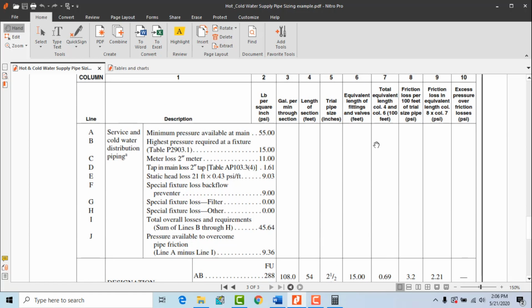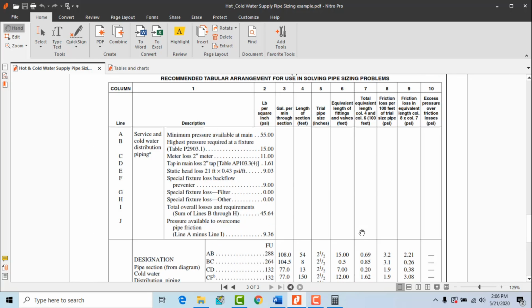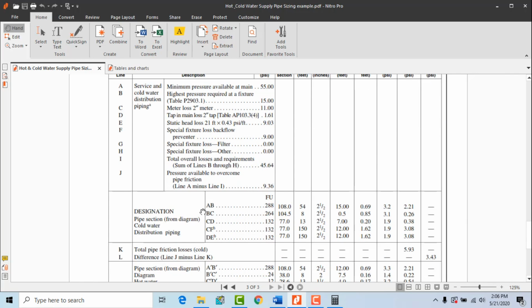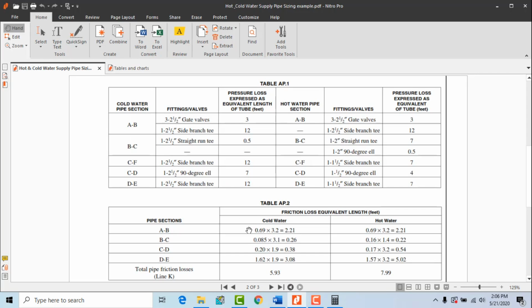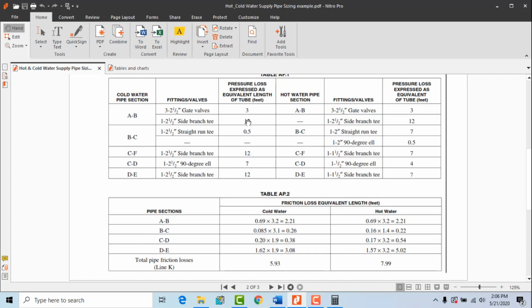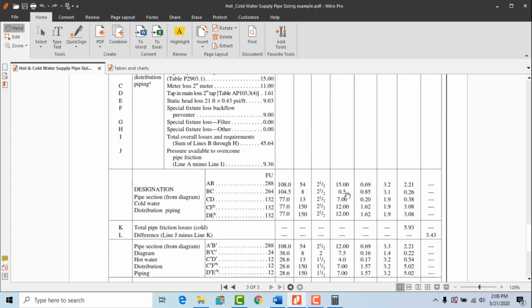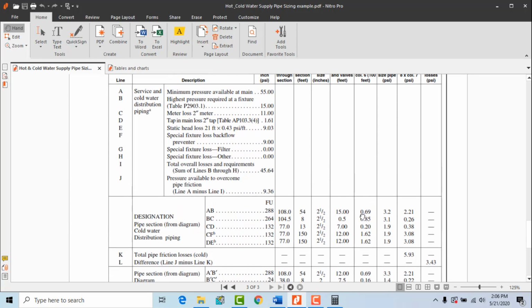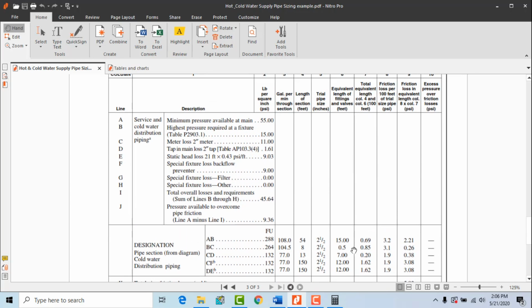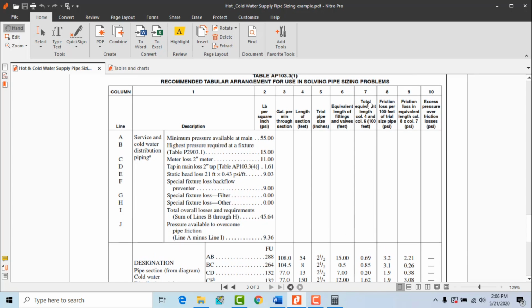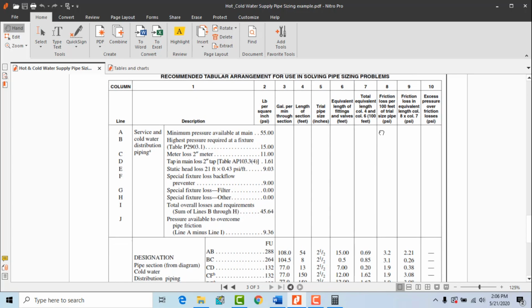Now we have to write the equivalent length of the fittings and the valves over here. For section A to B, how much is the equivalent length of the fittings and the valves? As you can see, 3 and 12, so the total is 15. Then B to C 0.5, C to F 12, C to D 7, and D to E 12. So 15, 0.5, 7, 12 and 12. We write all the equivalent lengths in feet. Now move to the next column, 7, total equivalent length.